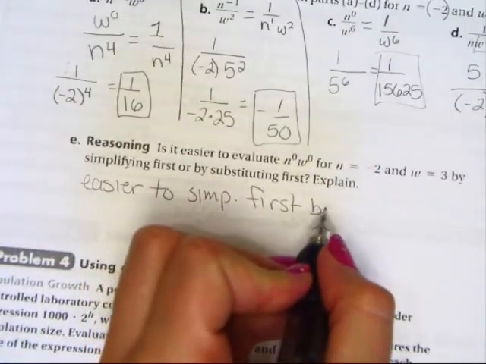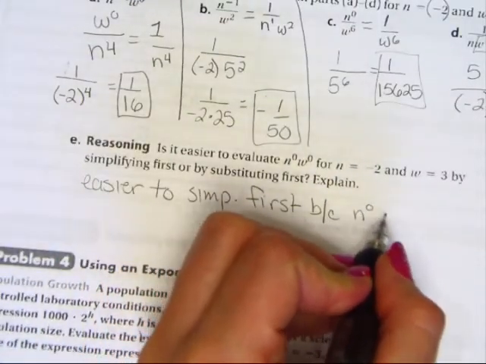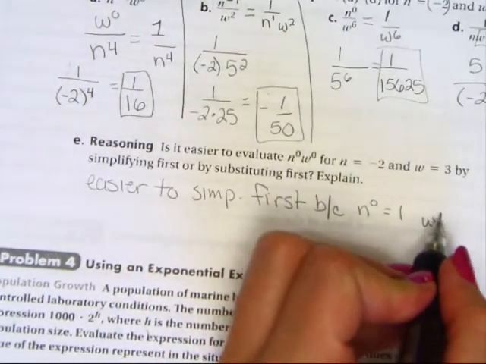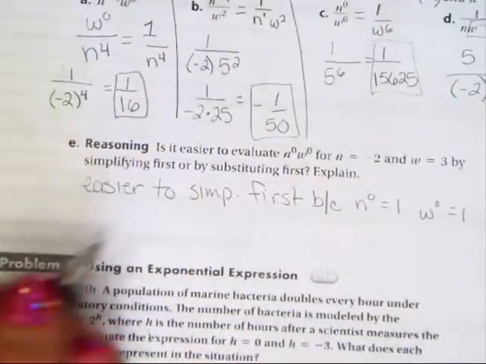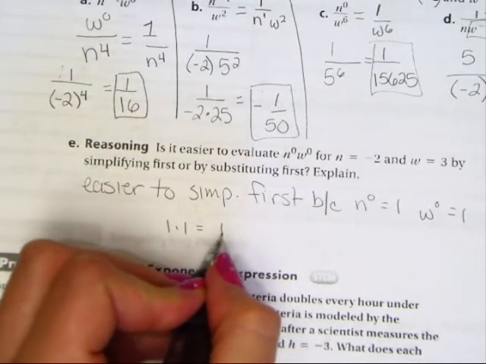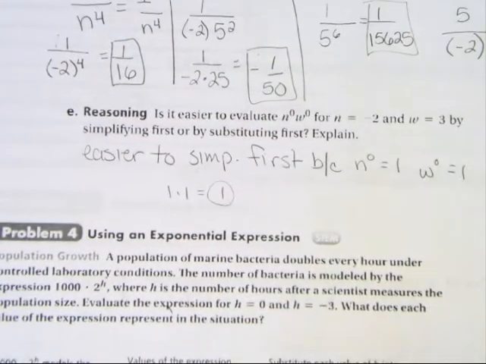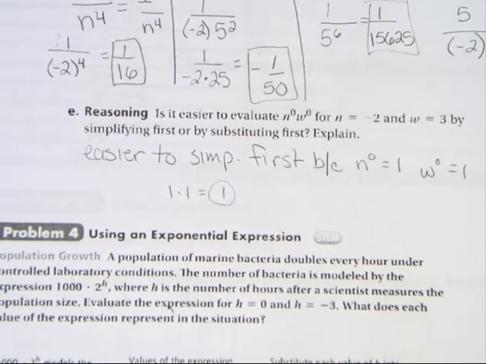because N to the 0 is 1 and W to the 0 is 1. So really I just have 1 times 1, which is 1. It doesn't matter what the heck I'm plugging in. 1 times 1 will always be a 1.